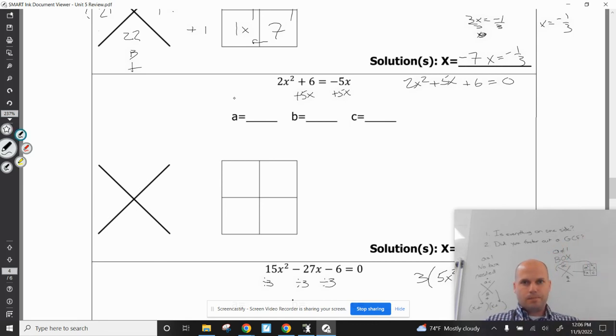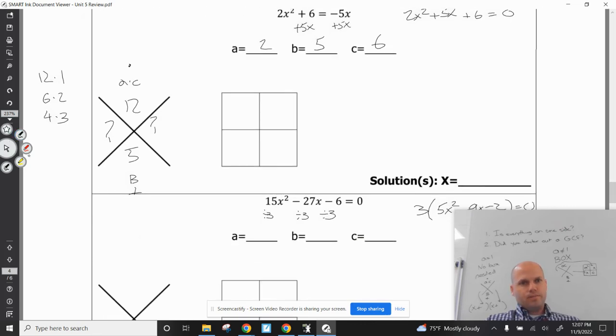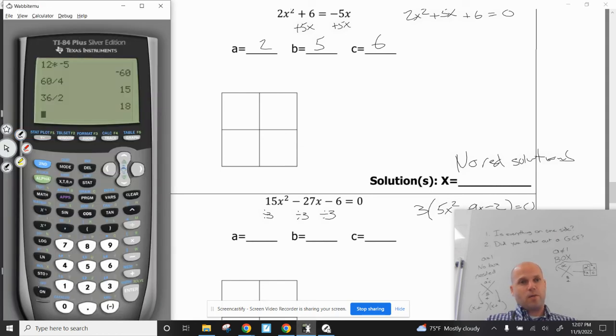All right, here we go. Mr. Messner going quickly. 2, 5, 6. 12 is A times C. 5 is B. Add. I don't think this is going to work out. 12 and 1 doesn't. 6 and 2 doesn't. 4 and 3 does not. So does not work. There are no real solutions. Those of you who use graphing calculators, you probably should graph to make sure that that works.